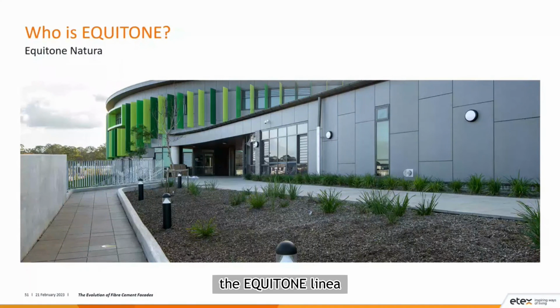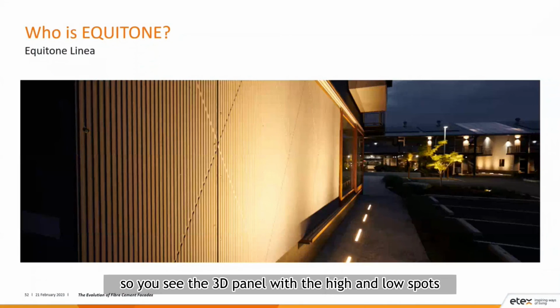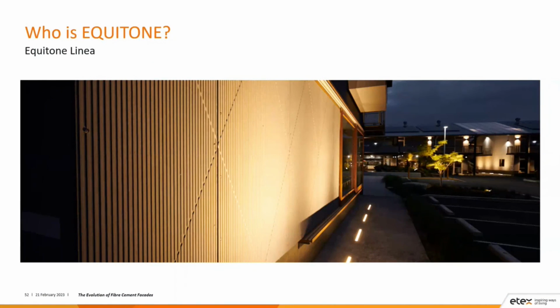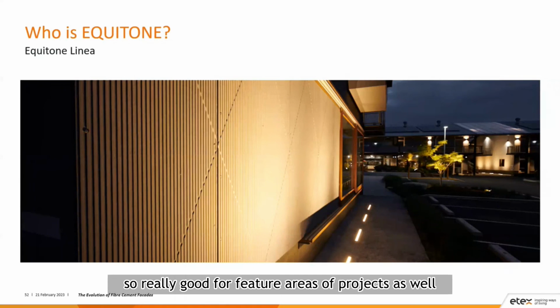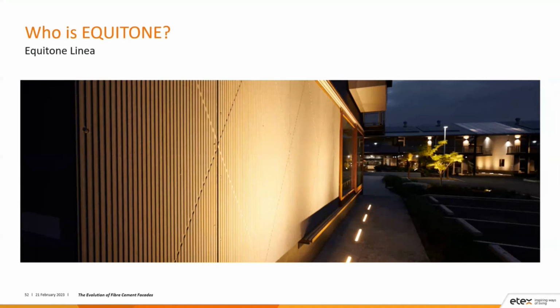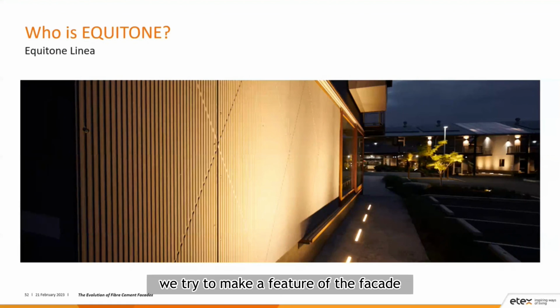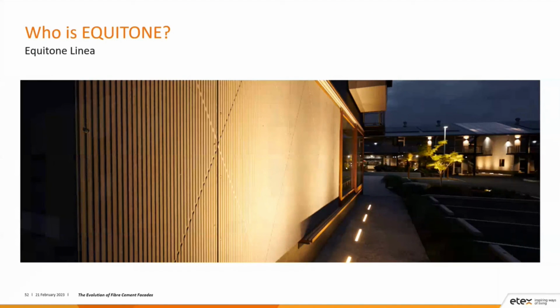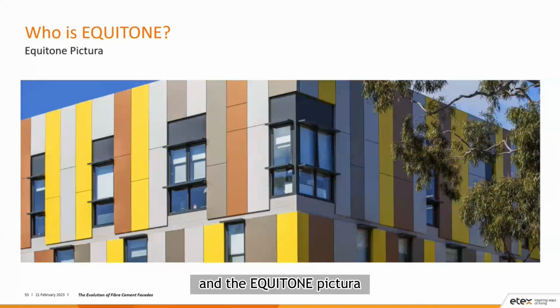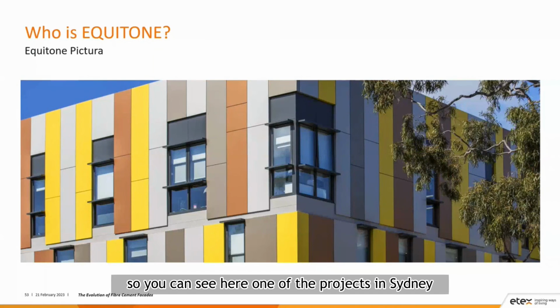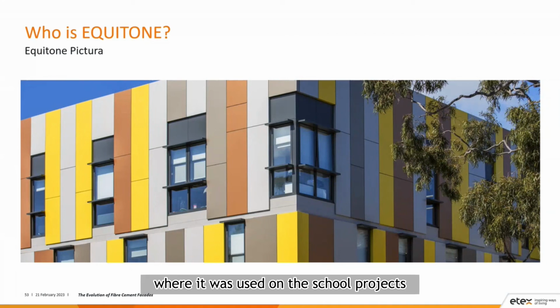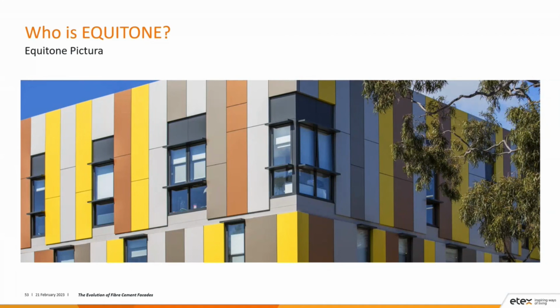The EQUITONE Linear. So you can see the 3D panel with the high and low spots. So really good for feature areas of projects as well, where you're trying to make a feature of the facade. And the EQUITONE Pictura. So you can see here one of the projects in Sydney where it was used on the school project. You can see there the bright colors that you can achieve with the EQUITONE Pictura.